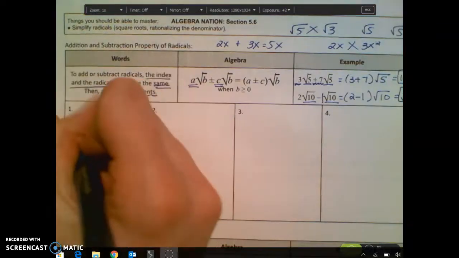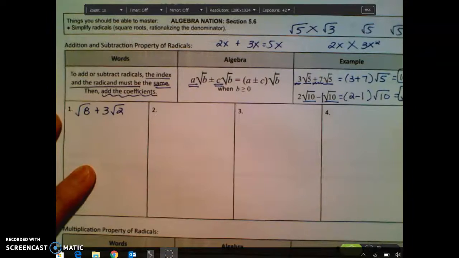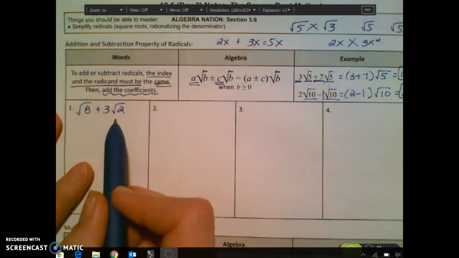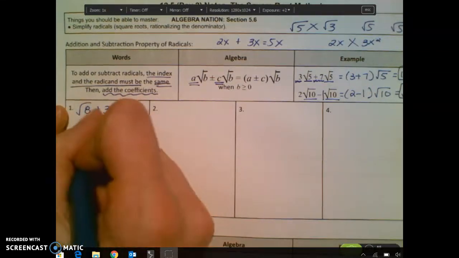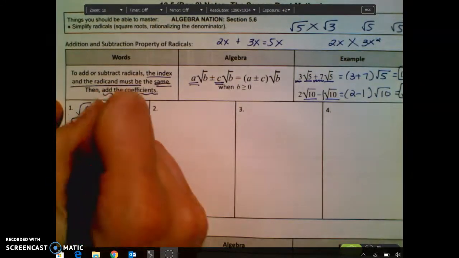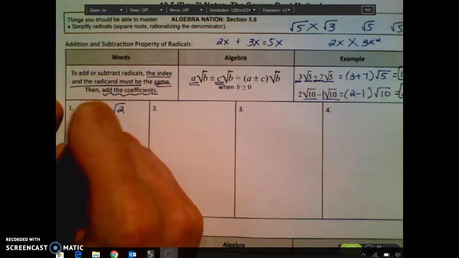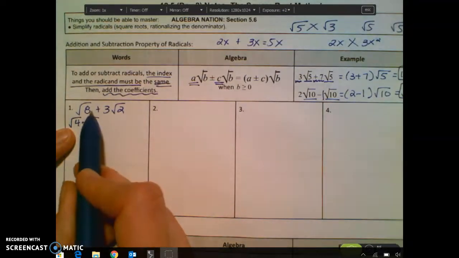First example, the square root of 8 plus 3 root 2. We are actually going to have to use our simplifying skills that you learned in 12.5 Day 1 for this. So we know the square root of 8 can actually be simplified. I'm going to use method 1 that you learned, and that is breaking it into a perfect square. So I know that 8 can be broken into the square root of 4 times root 2. 4 is the biggest perfect square that goes into 8.